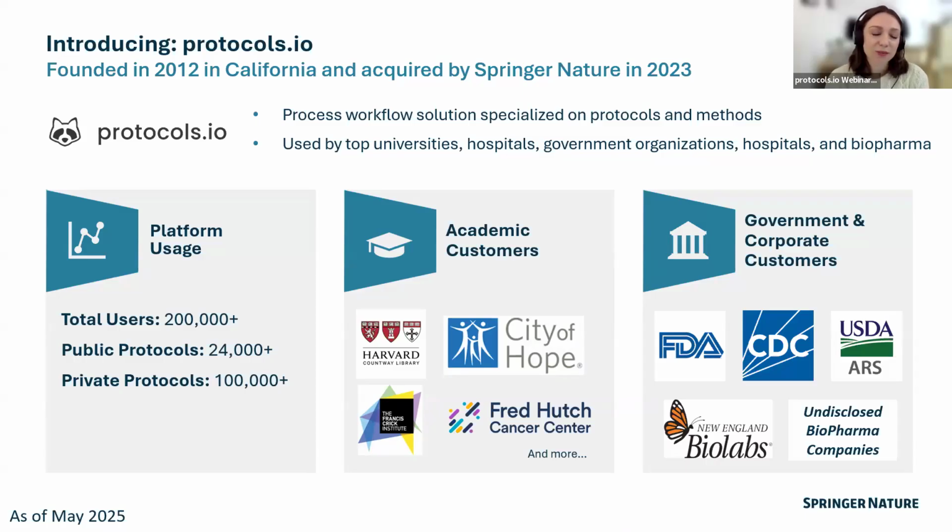So you can see some stats along the bottom there. We've got a lot of people using the platform, tons of public protocols on the platform. And then we also have site licenses for universities as well as some government and corporate partners for really taking advantage of the process workflow part of the platform.